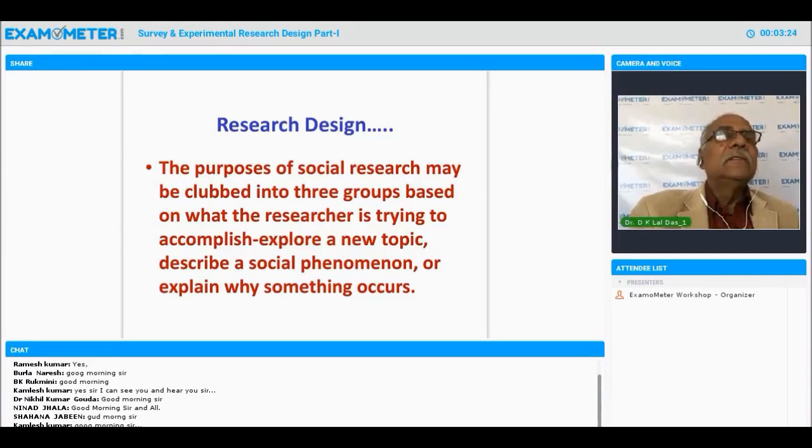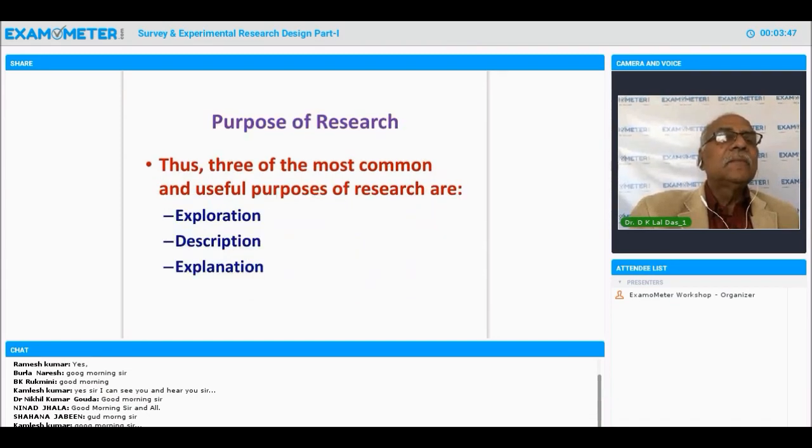The purposes of social research may be clubbed into three groups based on what the researcher is trying to accomplish: explore a new topic, describe a social phenomenon, or explain why something occurs. Thus, three of the most common and useful purposes of research are exploration, description, explanation.